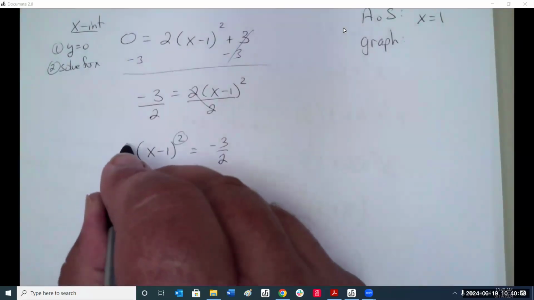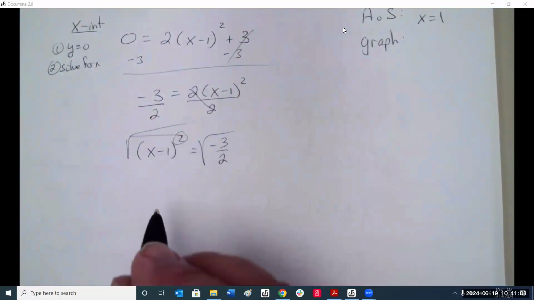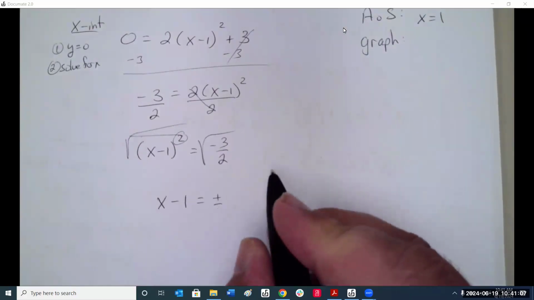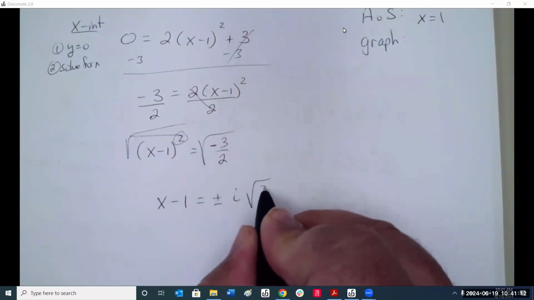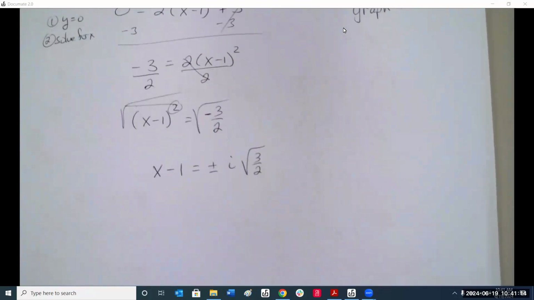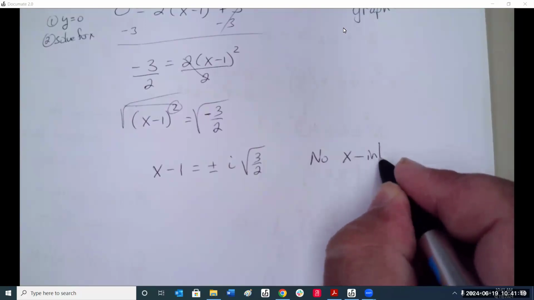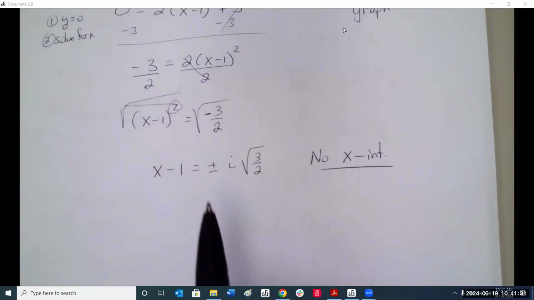To get the square out of there, we have to square root both sides. We have x minus 1 equals plus or minus. Uh-oh, there's a negative inside there, so it's imaginary. No x-intercepts, because it's imaginary.